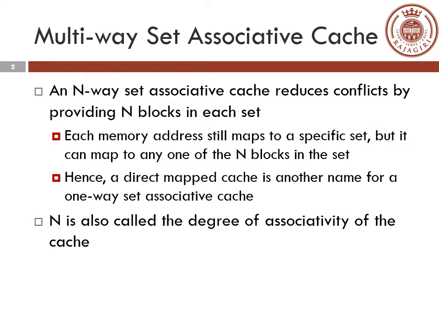In this case also each memory address still maps to a specific set. A particular memory location in your main memory can only map to a particular set, as we have seen for the direct map cache. But the advantage here is that in a set you can have more blocks. So the data can go to any one of the blocks, such that you can load more blocks into the same set. By that you can reduce the conflicts. n is also known as the degree of associativity of the cache.